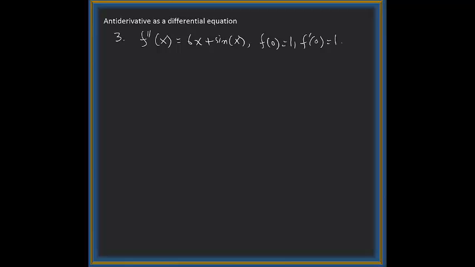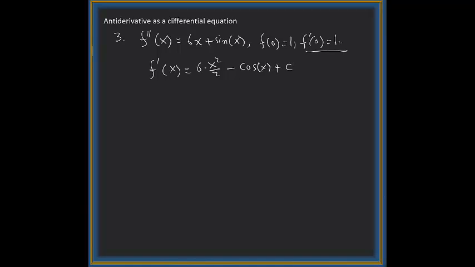Example 3, we have the double derivative of a function, which is 6x plus sine x, and with the initial conditions we have f of 0 is 1 and f prime of 0 is also 1. We need to determine the main function. So first of all, you have the second derivative. If you take the antiderivative of the second derivative, then you get one step backward, which is our f prime of x. So the antiderivative of x will give me x squared over 2. Then you get 6 times x squared over 2. The antiderivative of sine x is negative cosine x, and we add a constant.